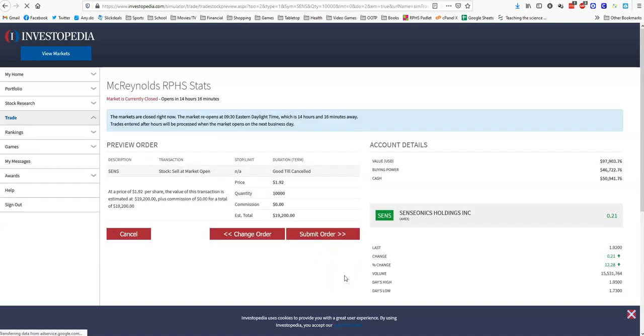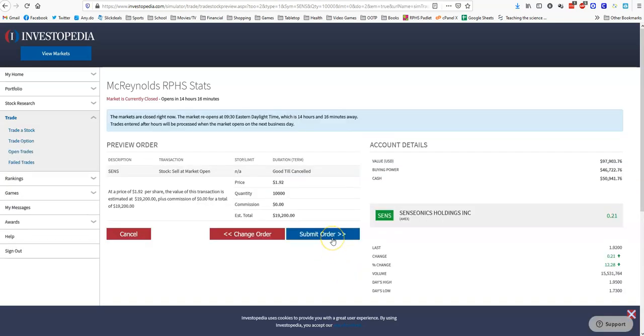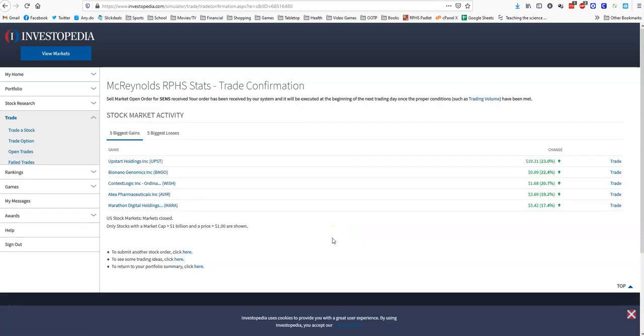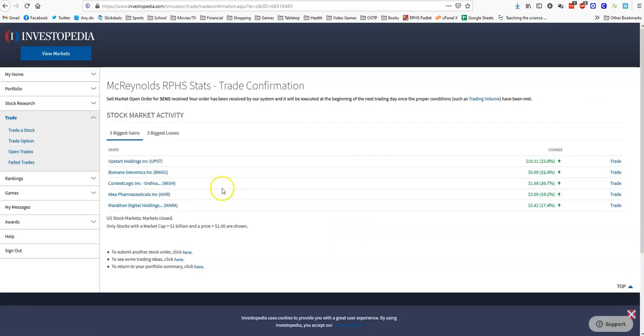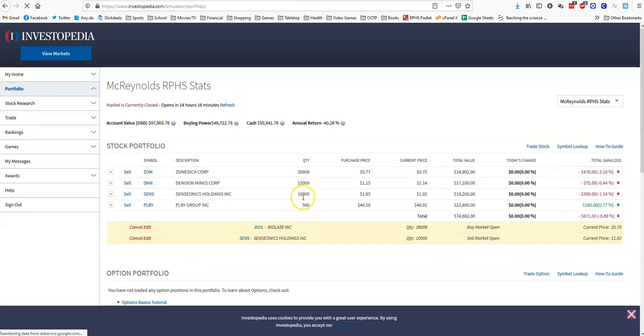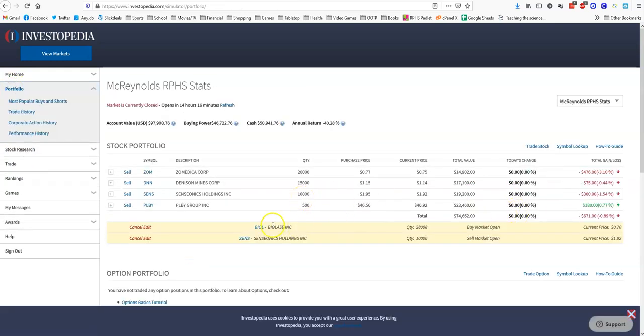And I'm going to preview the order and submit. By default, when I did sell right there, it made it where I sell all of them. Like I just sold that one, trade confirmation. But I'll trade another one. Let's go back to the portfolio. Say I've given up on PLBY right here. So I'm going to sell it as well.